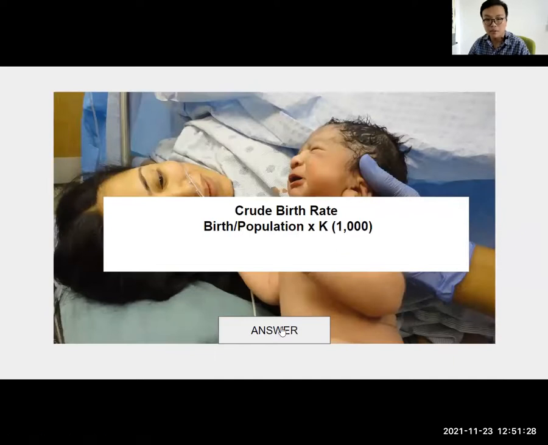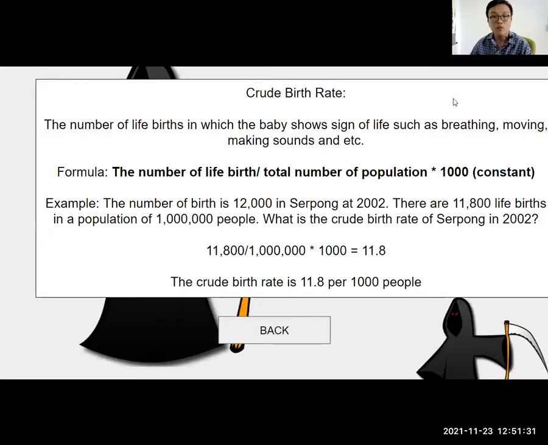The crude birth rate. So the crude birth rate is the number of live births, in which the baby showed signs of life, such as breathing, moving, making sound, and etc. So the baby managed to live. The formula is the number of live births divided by the total number of population, multiplied by 1,000. The number of live births again is the babies who live, who show signs of life.